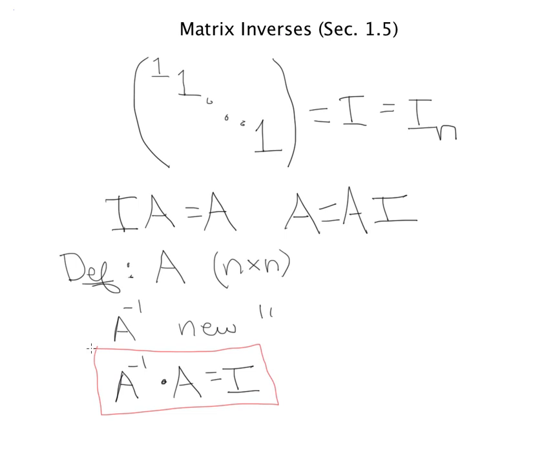A couple of comments are in order here. It's not entirely obvious that there's only one such matrix. How do you know there aren't several matrices which satisfy this? It's also not clear that there's any matrix which satisfies this, and in fact there isn't always. Another subtle point is that the matrix also satisfies the property that A times A inverse is equal to the identity. So here I have the A inverse first, and here I have the A inverse second. The inverse works in either order.